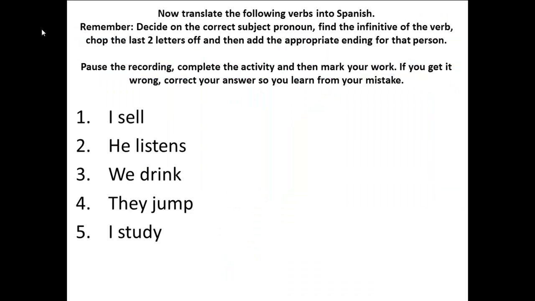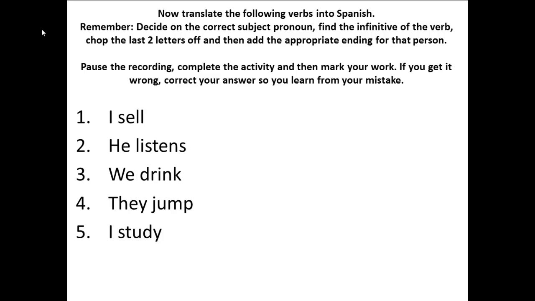Now translate the following verbs into Spanish. Remember, decide on the correct subject pronoun. Find the infinitive of the verb. Chop the last 2 letters off and then add the appropriate ending for that person. Remember, you don't need to say I or he or we unless you would need to specify who exactly is doing the verb if there could be any confusion. For example, if it was the he or she or the they, then you would need to specify if there was confusion. Remember, you don't need to use the yo, tú, él, ella, nosotros, vosotros, ellos, ellas. Pause the recording and complete the activity and then mark your work. And remember, if you get it wrong, to correct your answer so you learn from your mistake.